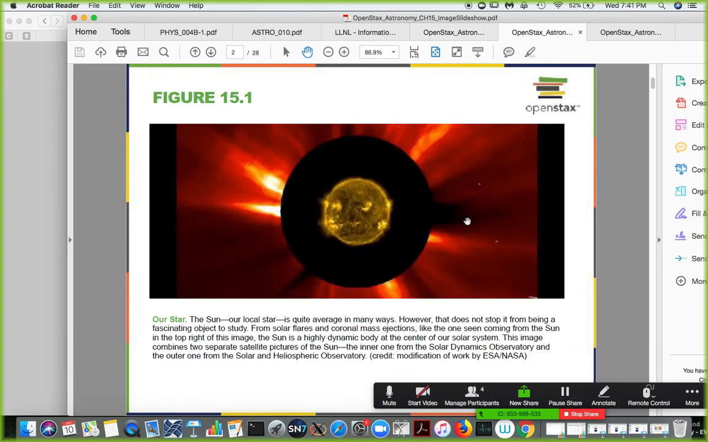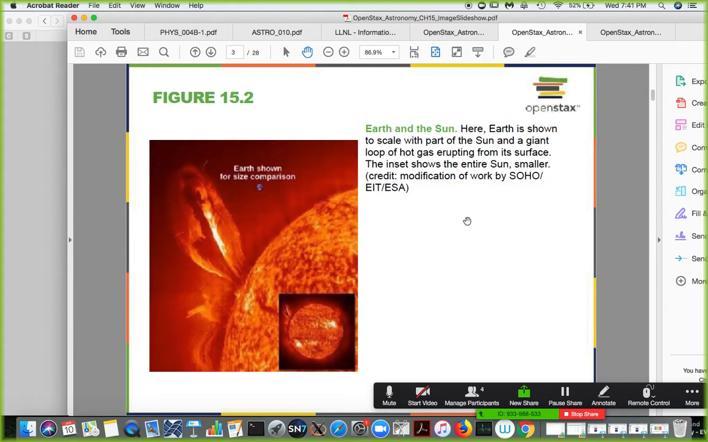Anyway, so let's quickly look at the sun and go to the main aspects of the sun. So the sun is a star, about 100 times as big as Earth.